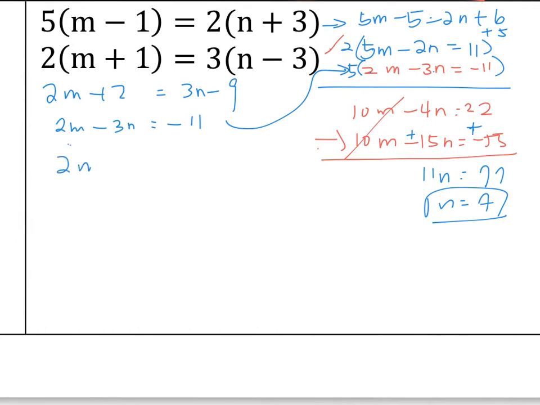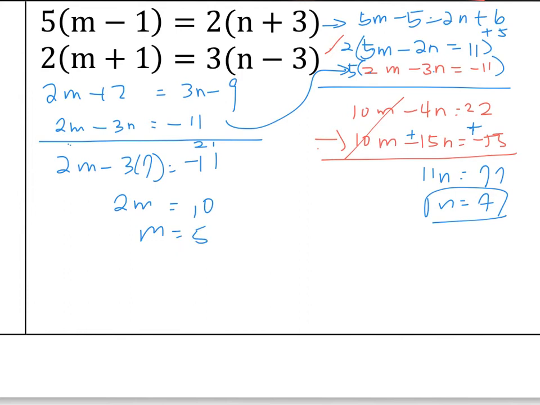And then I'm going to just choose this equation. I'm going to sub in 7 for n. Draw a line so you don't get confused. Okay, so 2m equals, so you need to add 21 to the other side. That would be 10, and m would equal 5. So your answer is 5, 7.